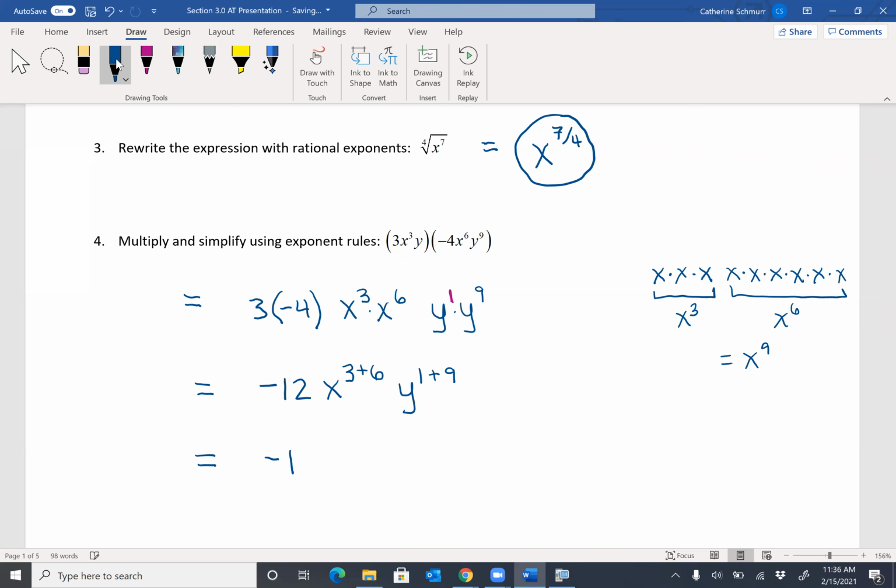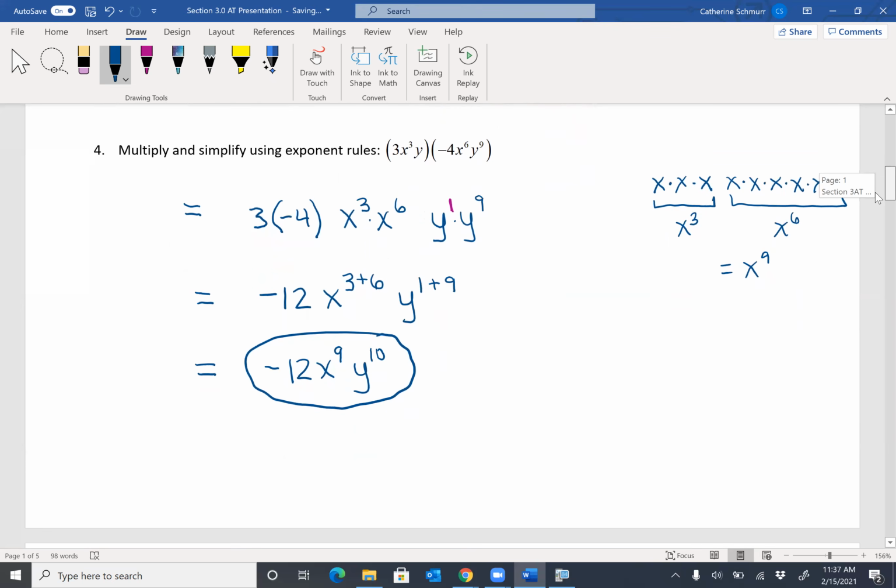So this is going to be -12, x to the 9th, y to the 10th. And that would be my final answer because I have positive exponents. I've combined all of the bases that I can, and I've multiplied my scalars together.